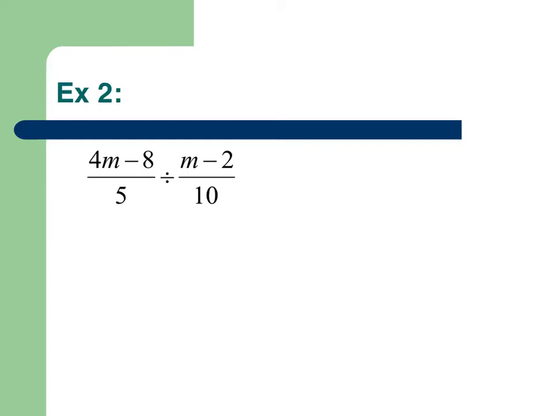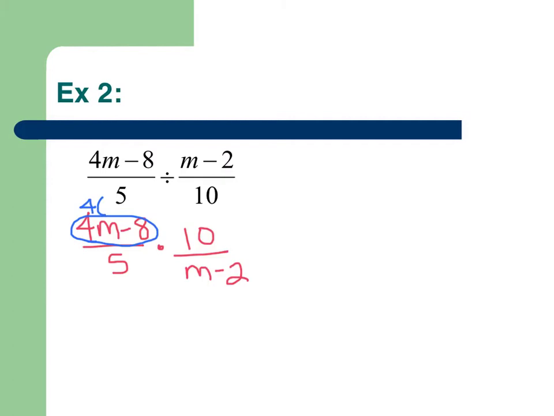Alright, so let's look at this next one. First, we're going to drop, switch, flip. Alright, now this one's a little bit different because we have this binomial, which means that we have to factor. So 4 goes into both of them. So 4m divided by 4 is m. -8 divided by 4 is -2. So this m minus 2 reduces with this m minus 2. 5 goes into 10 2 times. So I'm left with 8.